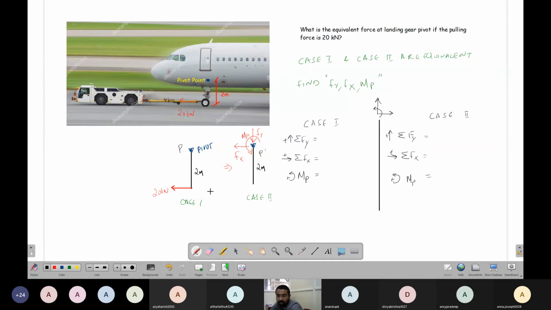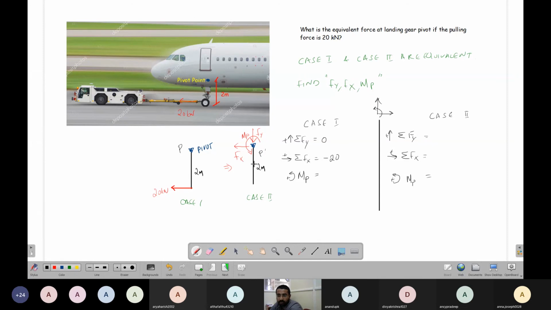So what are the forces in the y direction here? So this is case 1. In case 1, is there a y directional force? No. So this is 0. Okay. Again, in case 1, is there an x directional force? There is a 20 kN force to the left side. So it is -20. The force towards the left is -20.